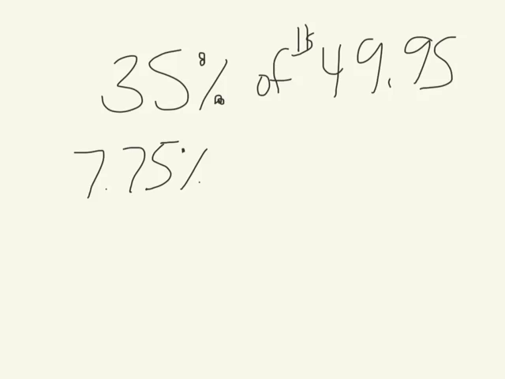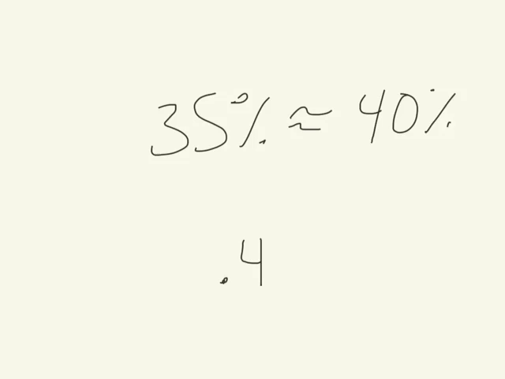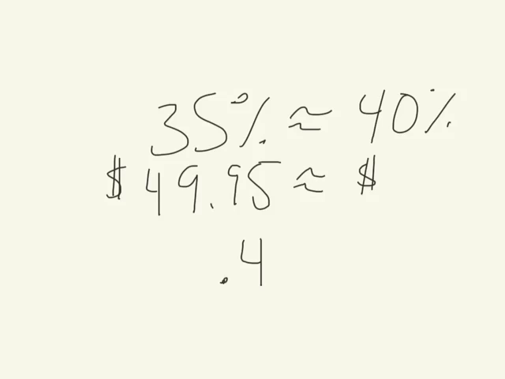So first off, let's look at our 35%. 35% is a pretty easy percentage to work with on its own, but since we're estimating, let's estimate it to an even easier one, which would be 40%. So let's take that 35%, and we're going to estimate it to 40% and change it to a decimal. So 40% as a decimal is going to be 0.4. The next thing we want to estimate is the $49.95. Now, if we estimate that, that's going to be $50.